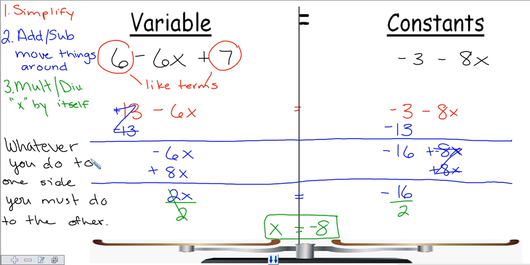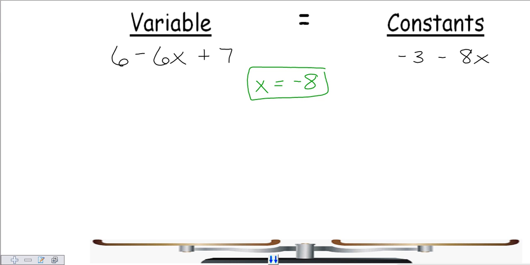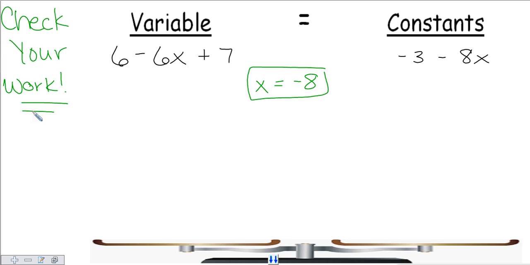Now, one thing to always make sure that you're getting the problem correct, and let's be honest, who doesn't want to make sure that we get the problem correct, is to check our work. So I'm going to take this x equals negative 8, and I'm going to plug it back in for x. Okay, so the last step is to always make sure you check your work. A lot of times we just skip this step, but it can be very beneficial to us in making sure that we get the problem correct. And it can help us catch all of our mistakes. So I'm going to substitute that negative 8 back in.